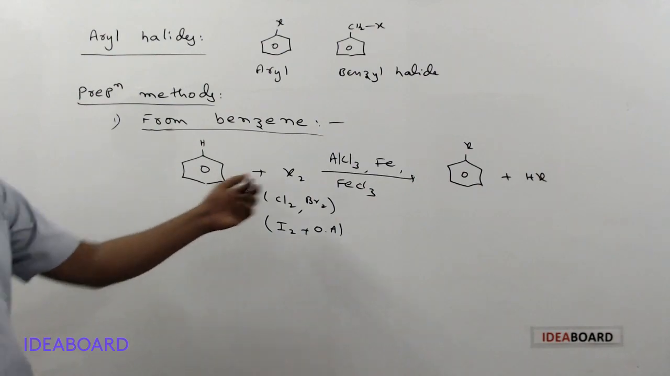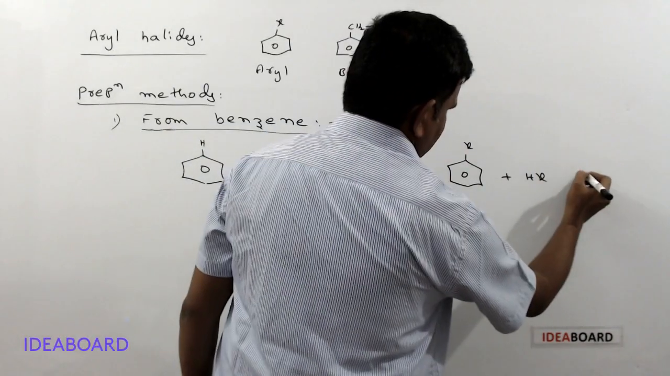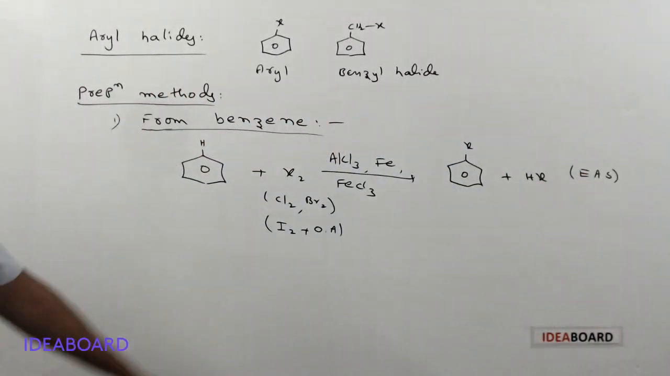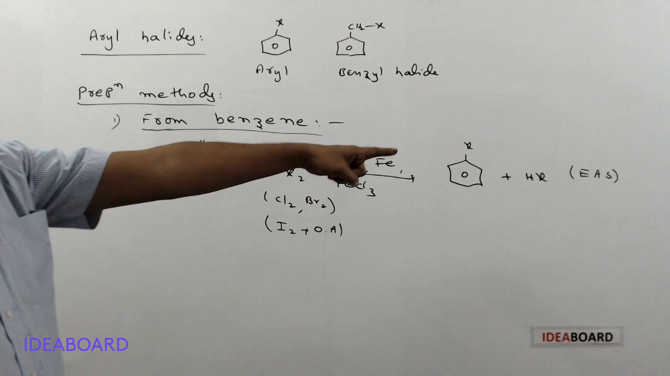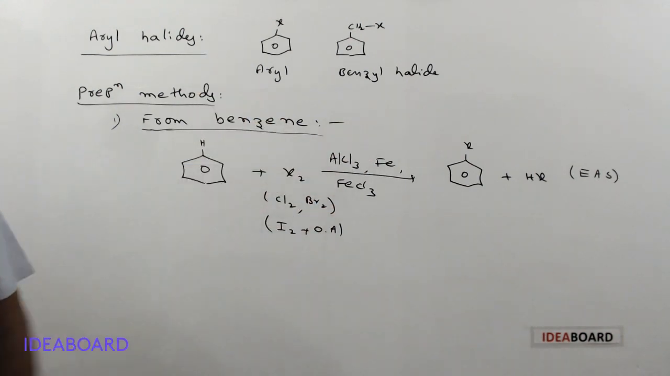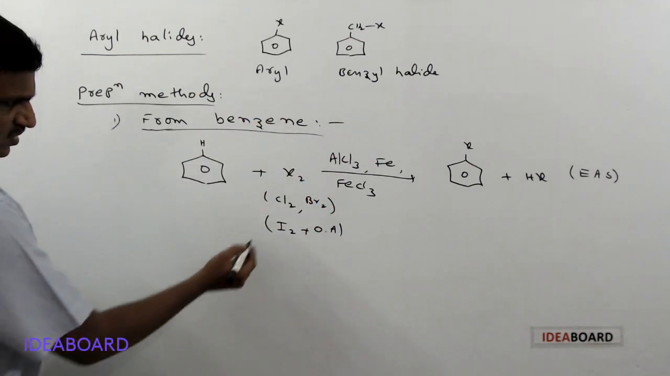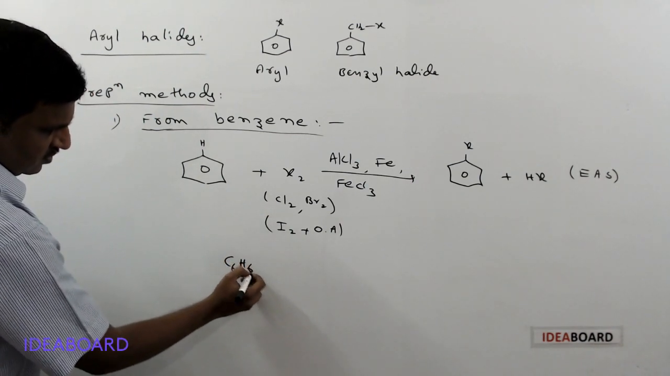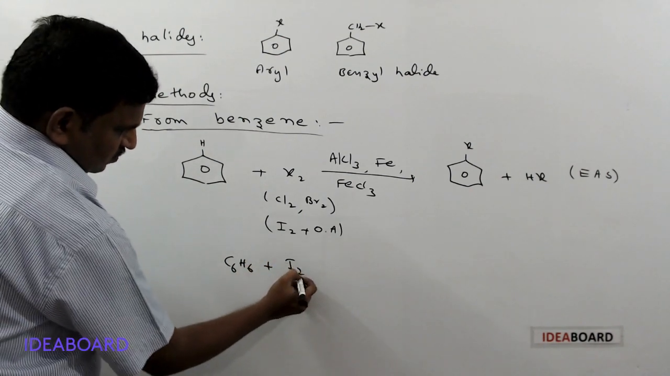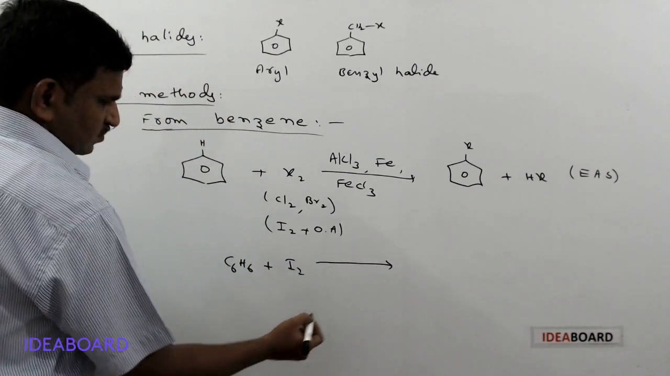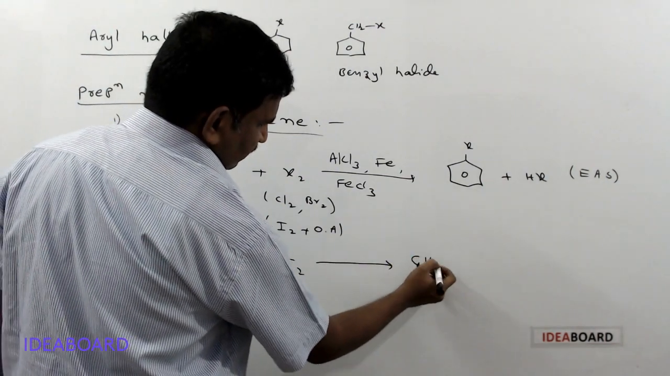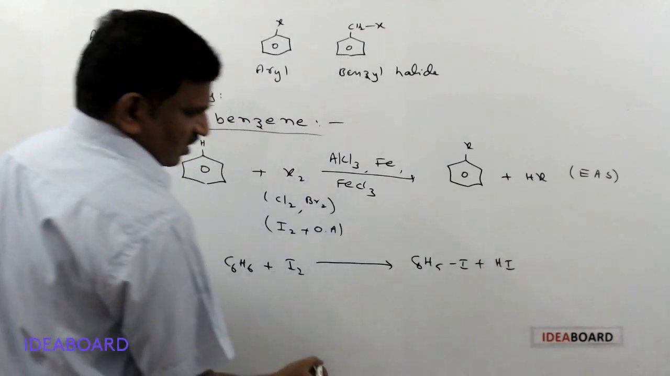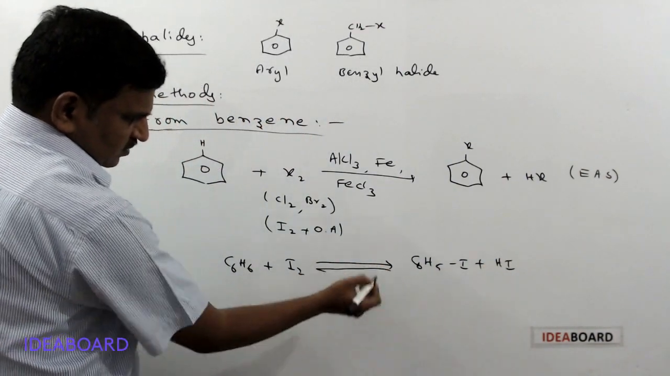This is a very simple reaction, and you know this is an electrophilic aromatic substitution reaction. In first year, we studied the mechanism also, that is electrophilic aromatic substitution mechanism. Okay, and next, why is iodine taken with an oxidizing agent? Here, C6H6 plus I2 gives C6H5I plus HI, and this is actually a reversible reaction.